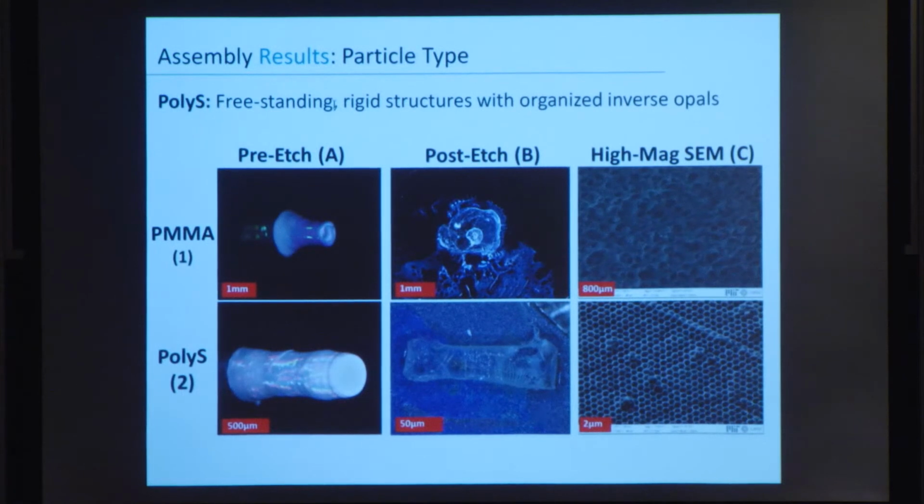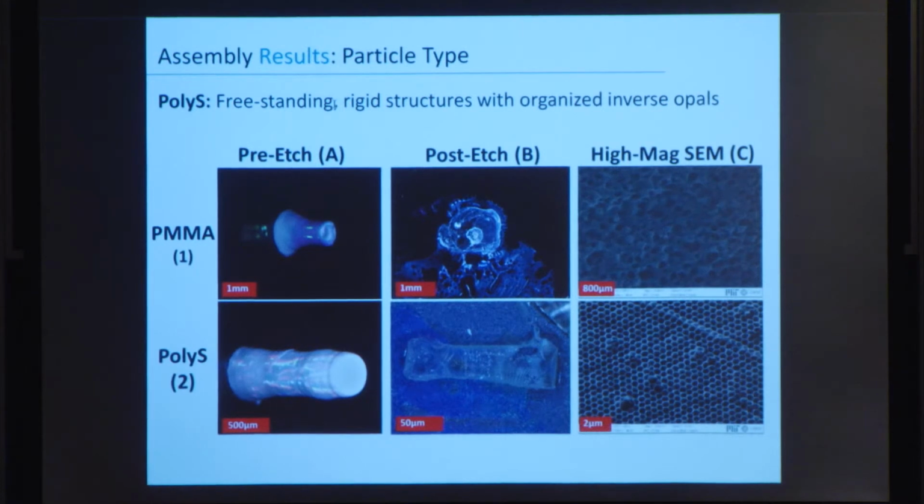So we first studied assembly results, and we studied two main factors, particle type and particle diameter. In this image table, we're comparing PMMA structures and polystyrene structures, which are very common particle types used in these studies. And we compare photos before etching, after etching, and an SEM of surface features to look for the crystalline properties.